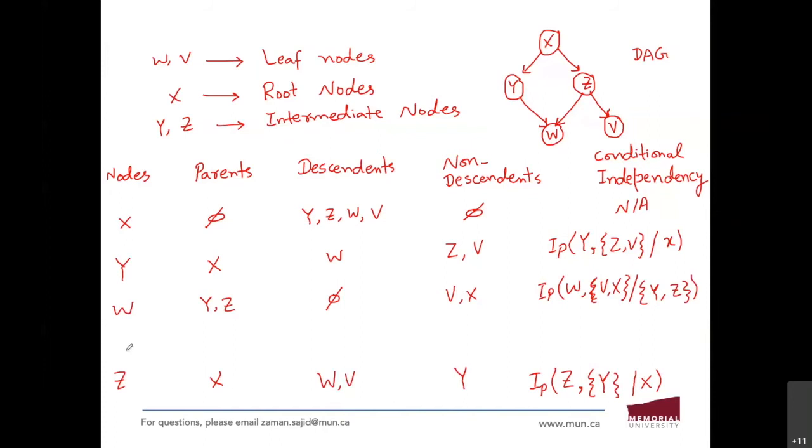Now the last variable is V here. For V, the parent is Z. And again, we don't have any descendant for V, so it will be an empty set here. However, in terms of non-descendants, we have X, W, and Y as the non-descendants for V. So it will be X, W, and Y.